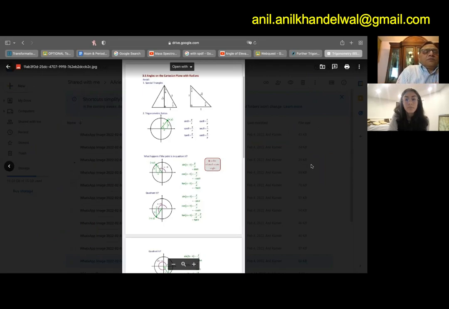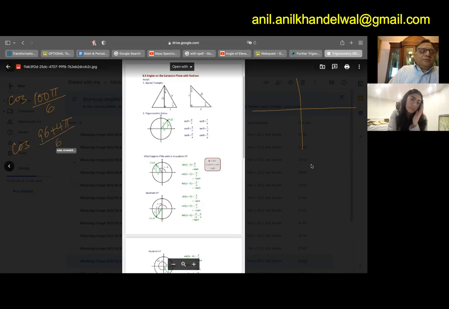Cos of 100 pi by 6. Is it okay? It means I have to go round and round. So how many 12s do I go? 8, right? 100 pi by 6 is kind of like this. Think about 100 as 8 times 12 is 96, right? So this is a whole number, right? Cos of 96 is 8 full circles and then 4 pi by 6, correct?